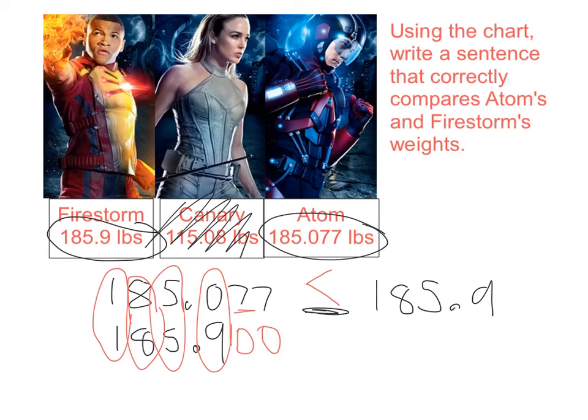Again, just because the 7 is bigger than this zero doesn't matter. This is like having 90 cents, and this is like having 7 cents. So that's the difference. You could have also done it with Firestorm's weight first, 185.9, and you would just turn the sign around, 185.9 is greater than 185.077. So again, I followed the same process. I stacked them, I added in my zeros where necessary, and I thought of it in terms of money to figure out which one was bigger.